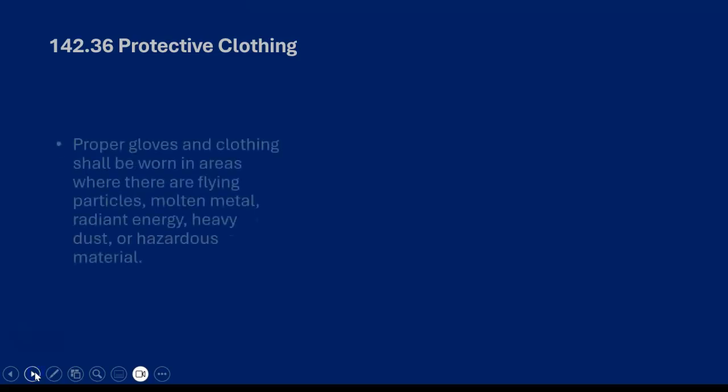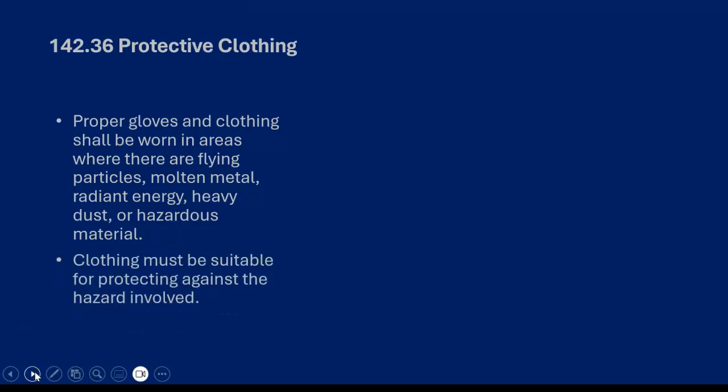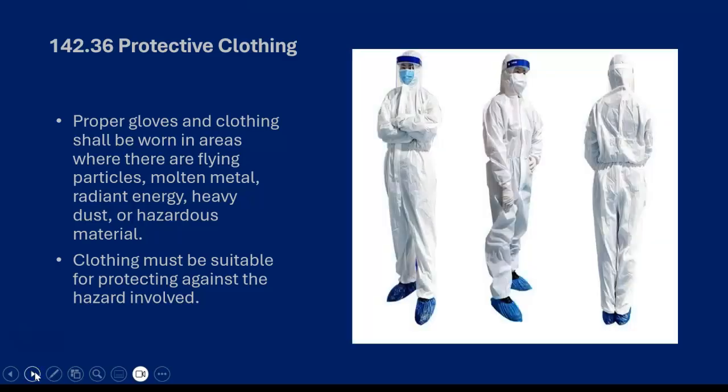Protective clothing. Proper gloves and clothing shall be worn in areas where there are flying particles, molten metal, radiant energy, heavy dust, or hazardous materials. Clothing must be suitable for protecting against the hazard involved. Here's an example of a Tyvek suit. In this case, it could be chemical, could be hazardous dust, things of that nature.